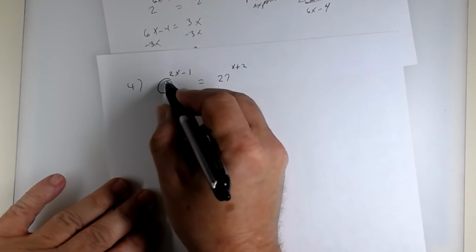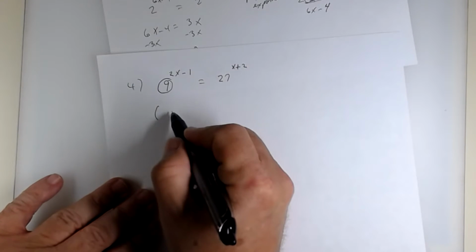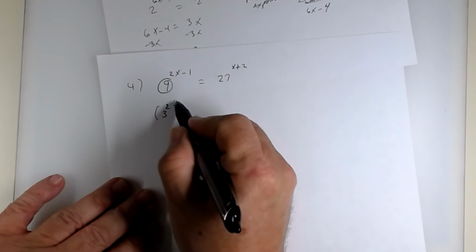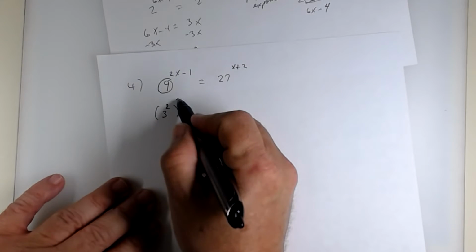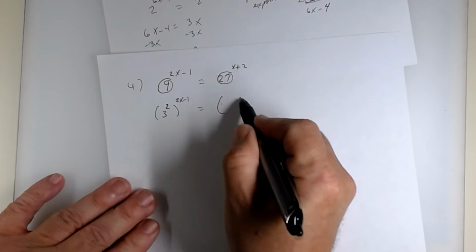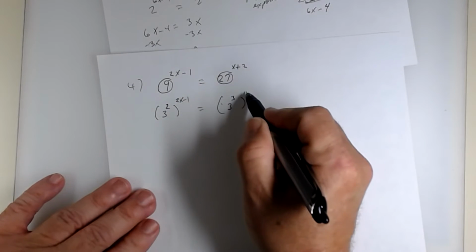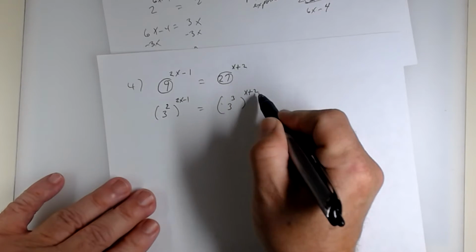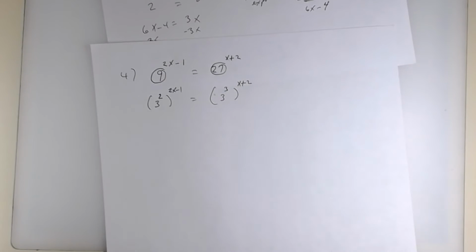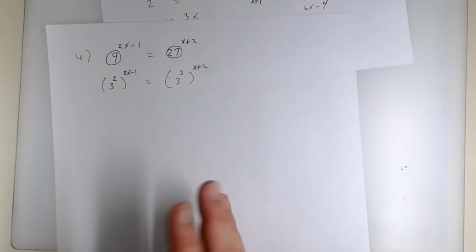So I'm going to rewrite 9. I'm going to circle it to remind me. I'm going to put that in parentheses. I'm going to rewrite 9 as 3 what? Squared. And don't forget your outer exponent. What's my outer exponent? 2x minus 1. Okay, equal. I'm going to write 27 as 3 cubed. What's my outer exponent? X plus 2 is the outer exponent. So it's 3 cubed raised to the x plus 2 power. So that will be your next step.